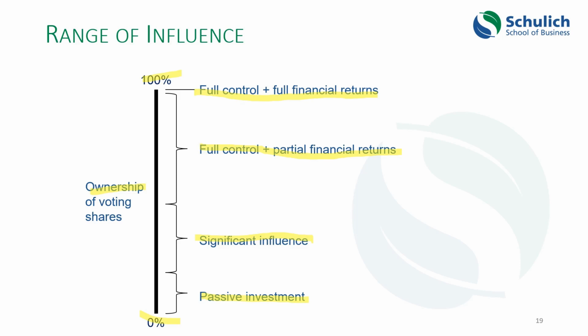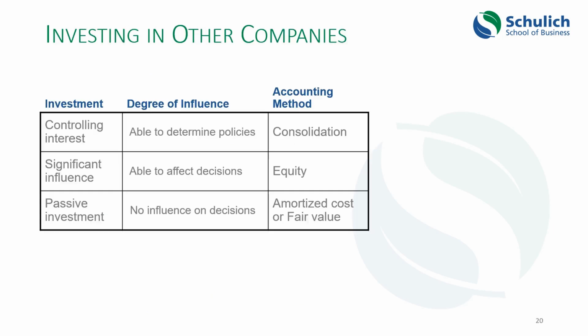It used to be that accounting principles stated exactly what the level of ownership was that distinguished a passive investment from a significant influence position. But now I think the accounting regulations allow the auditors to determine what constitutes significant influence and what constitutes a passive investment. And the company, in order to comply with its auditors' stipulations, will have to account for those investments in a particular way. So let's look at how the accounting is affected by these different ranges of influence.